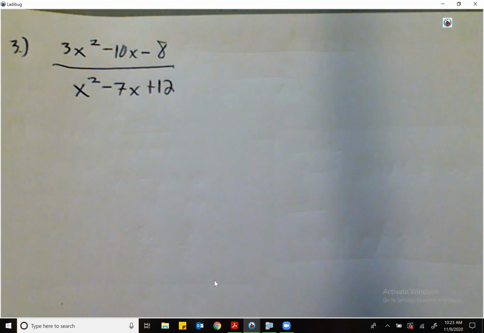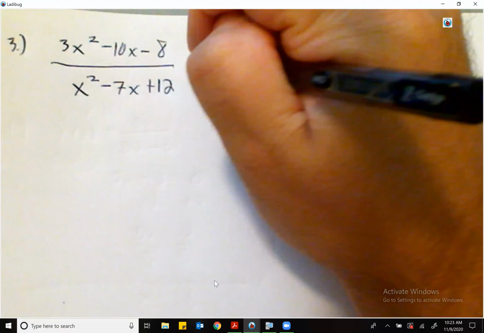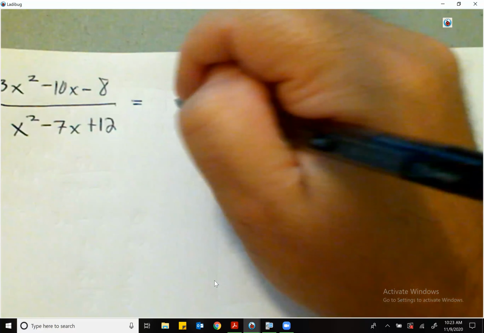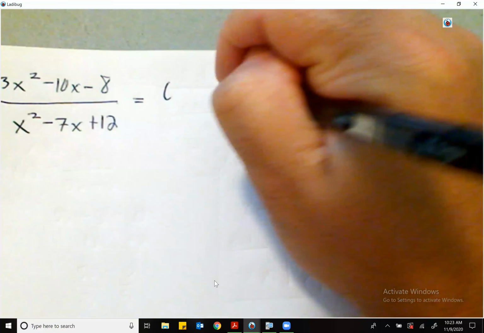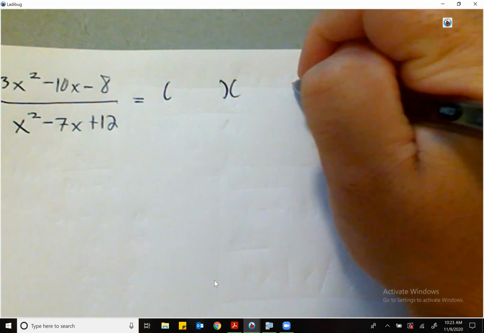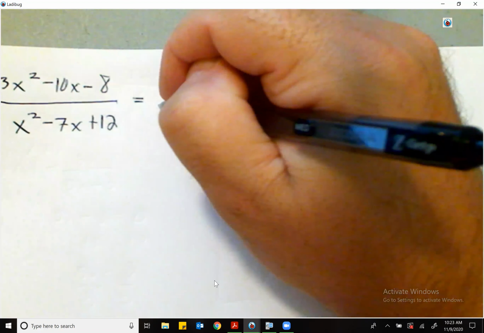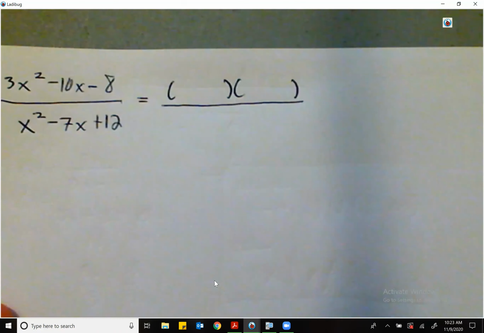I'm gonna look for the two numbers that give you the negative 10x. Okay, factor. So you're trying to factor. All right. So what does this numerator factor to then? That's the question.